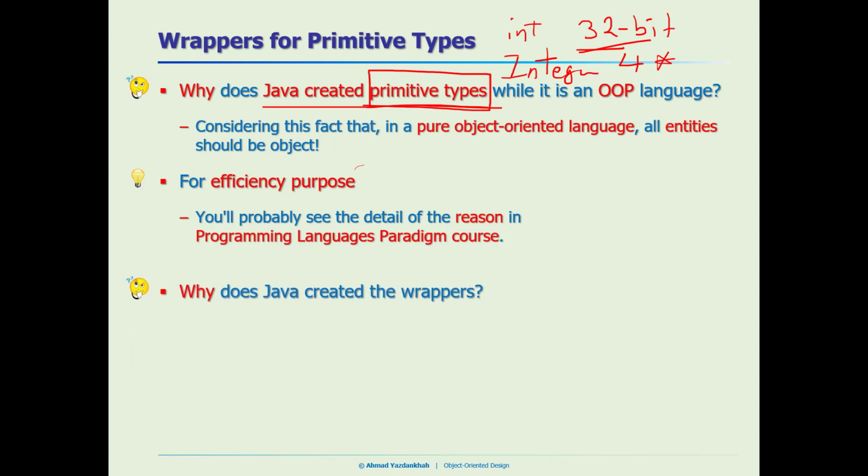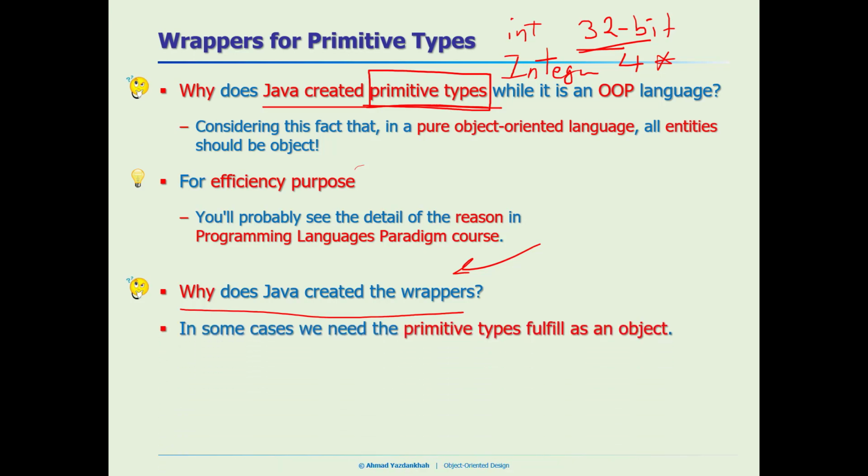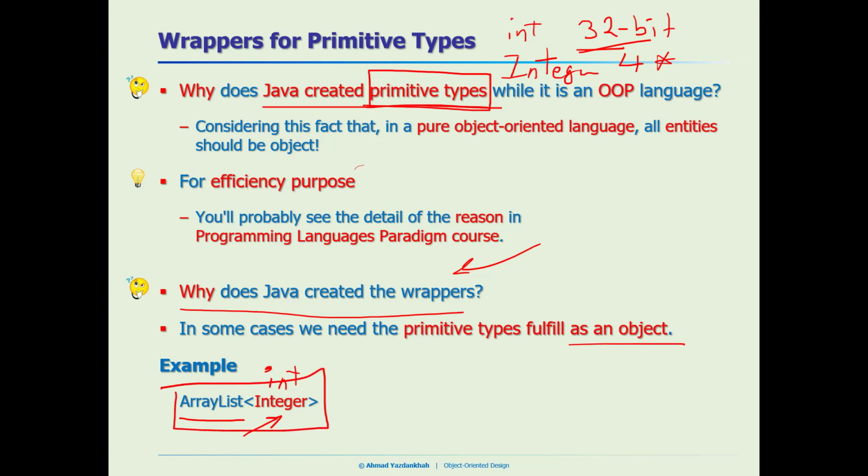And it is valid to ask the question, so why were the wrappers introduced then? In some cases, we need an object. For example, here, when you are creating an array list, you cannot put int here. It expects an object here. So the wrappers were introduced because of situations like this.